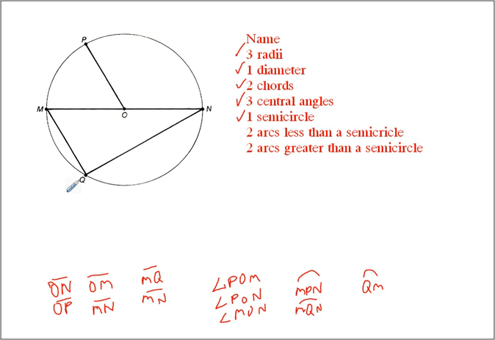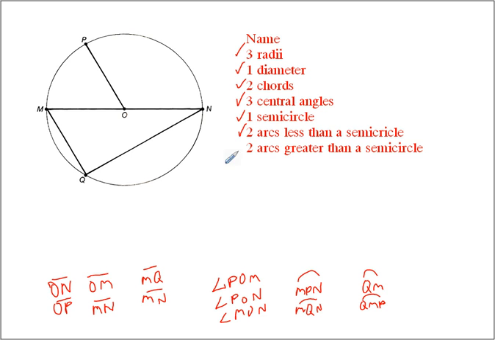But another example here would be MP. But if I want to make it clear what direction I'm going, and I'm going through an extra point, I could do it this way: Q, M, P. And that would be another example. So QMP means it's from here all the way to there. So we got our two arcs less than a semicircle.